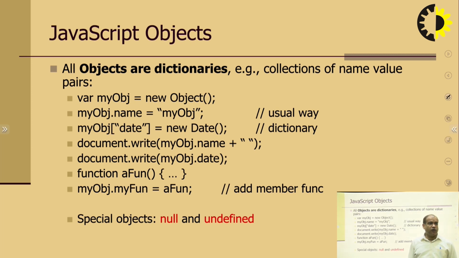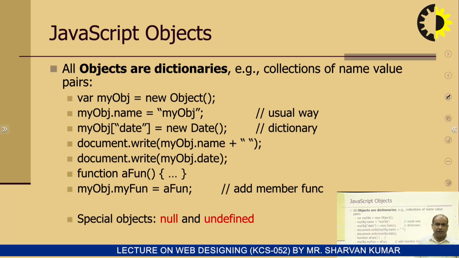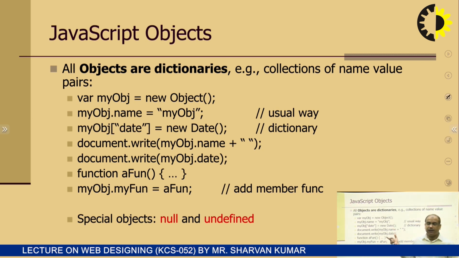So in JavaScript, all objects are dictionaries, meaning collections of name and value pairs. Here the object will be defined this way: var myObject equal to new Object. That defines an object in one way. Here myObject.name equal to a value for that particular name. That is the usual way. We define it another way: myObject in square brackets with double quotes equal to new Date. We define a date object for a particular date. Once we define it, we will use document.write. So first we define myObject.